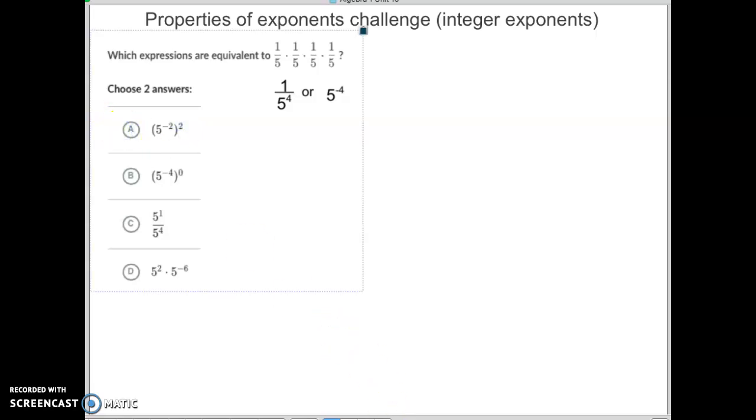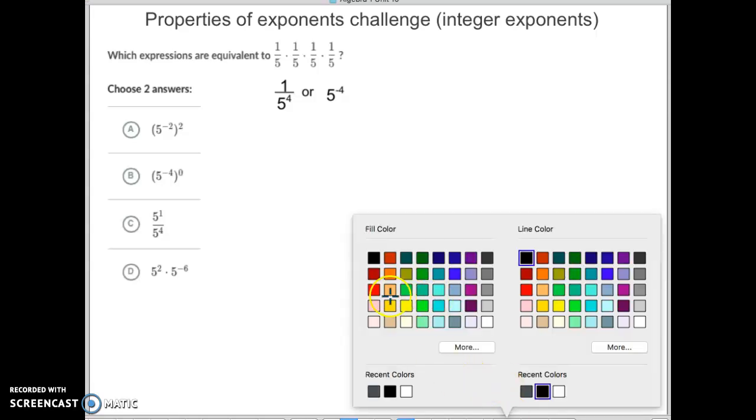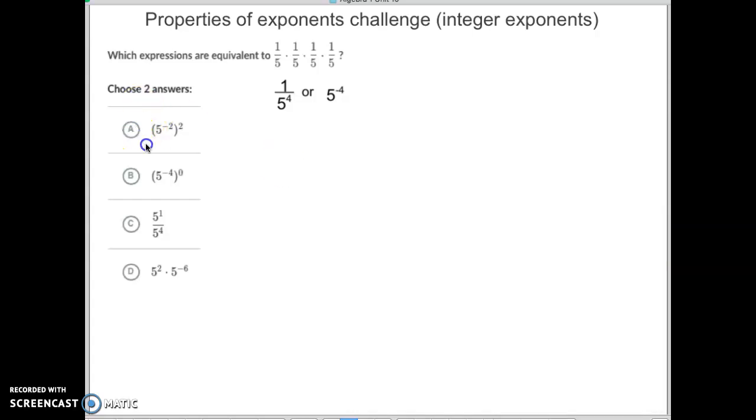So I should probably have a little dot ready to go. Let's get a dot ready to go here. Oh, we'll go with red today. I'm in a red mood. So there's our red dot for this one. But we have to choose 2 answers, so there's more.